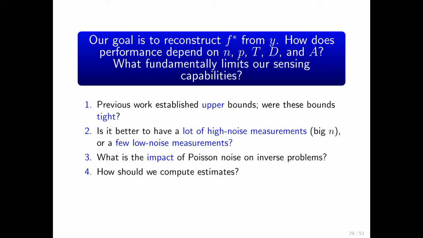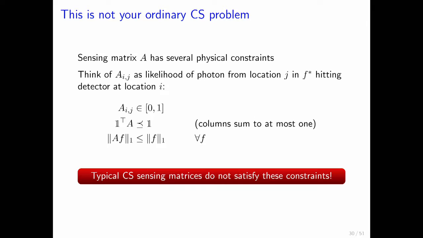Okay, so let's try to dive into this a little bit and get a little bit of intuition. And the first thing that's worth noting is that we face some pretty significant physical constraints here that are not reflected in most of the compressed sensing literature and not even in most of the more general inverse problem literature. In particular, I like to think about the ijth element of this sensing matrix A as corresponding to the likelihood of a photon coming from location J in my image hitting our detector at location I.